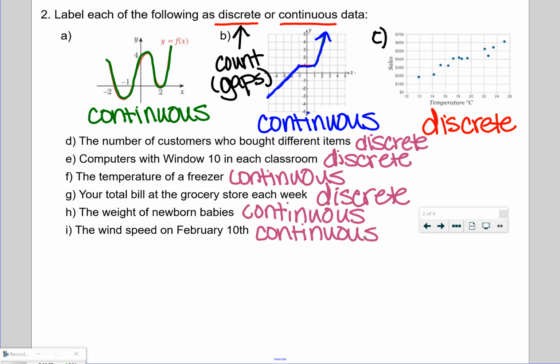Okay, so that's maybe the easiest way to look at these ones that are representing a certain set of data. If you know what it represents, could you count it? If the answer is yes, it's discrete. Could you not count it? Then the answer is continuous. All right, let's move on to number 3.